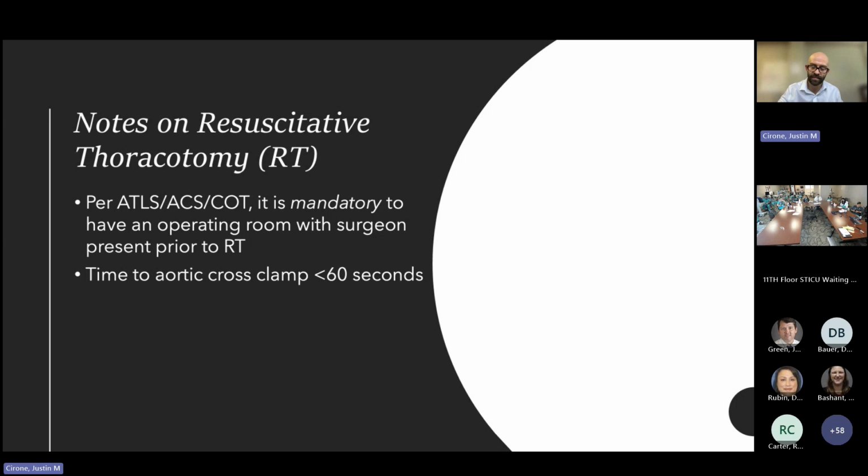This was our metric of standard of care: from the time the decision is made to do a thoracotomy, the aorta needs to be cross-clamped within 60 seconds. That's not based on literature. That's not based on fact. That's not based on data. That's just how I was trained.